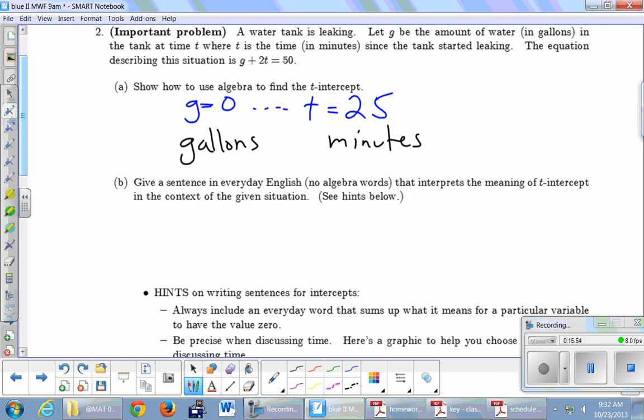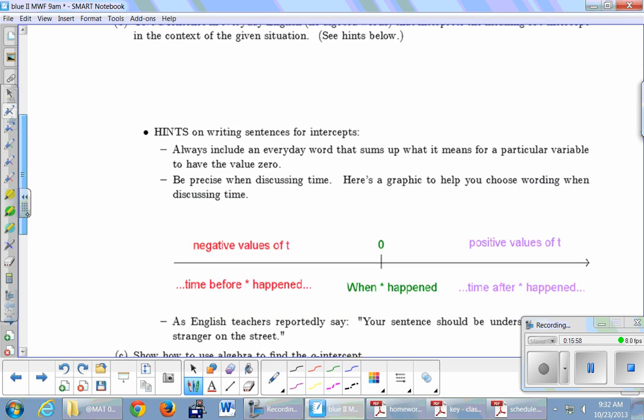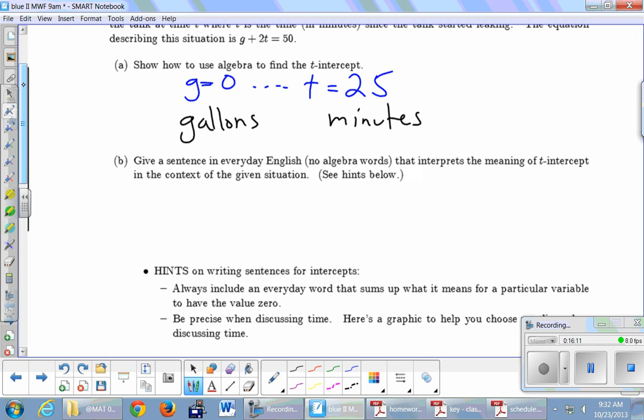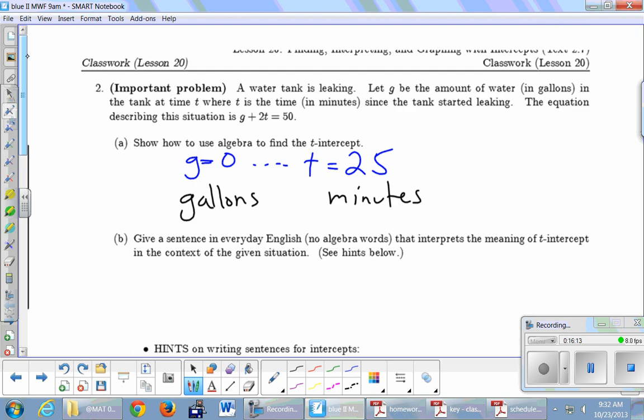But there's one little thing that we need to add to that description. When we say after 25 minutes, we have to have a frame of reference for when we started the clock. Is it 25 minutes from now? Is it 25 minutes from when you woke up this morning? It's 25 minutes since something happened. Since what happened in this problem? Since the leak started. This right here needs to be in your sentence. That's our frame of reference for when the clock started.